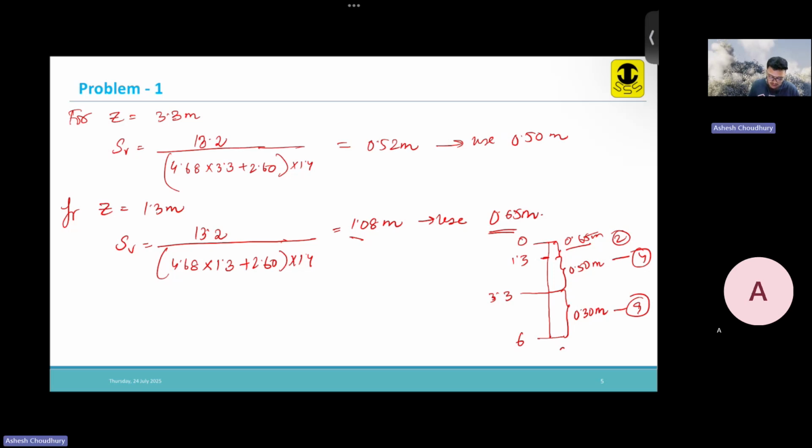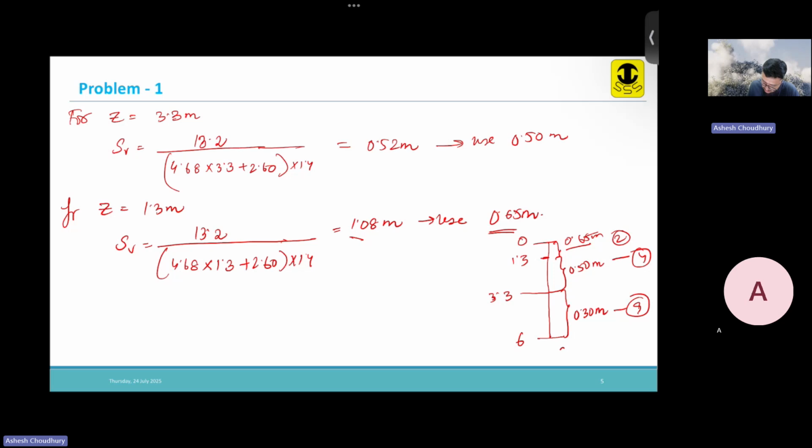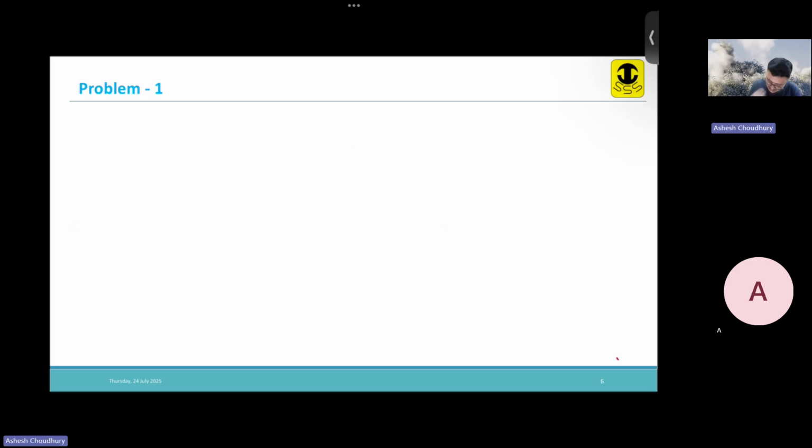So now if I want to draw that diagram, how will it be? Let's see. In total, how many layers are there? 9, 12, 15 layers, right? 15 layers in total.